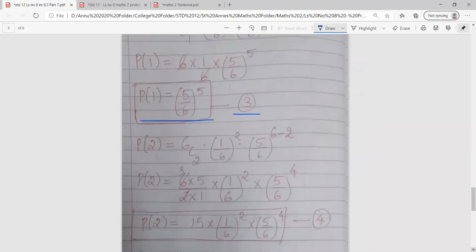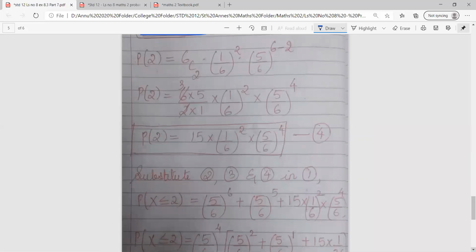Next, coming to P of 2, 6c2 into 1 upon 6 raised to 2 into 5 upon 6 raised to 6 minus 2. So again, 6c2 means I have to open 2 digits in the numerator back to back. So 6 into 5 upon 2 into 1, and 1 upon 6 the whole square into 5 upon 6 raised to 4. On cutting, 3 5s are 15 and the rest I have kept as it is. I have not opened the bracket. So I am giving it the name point number 4.